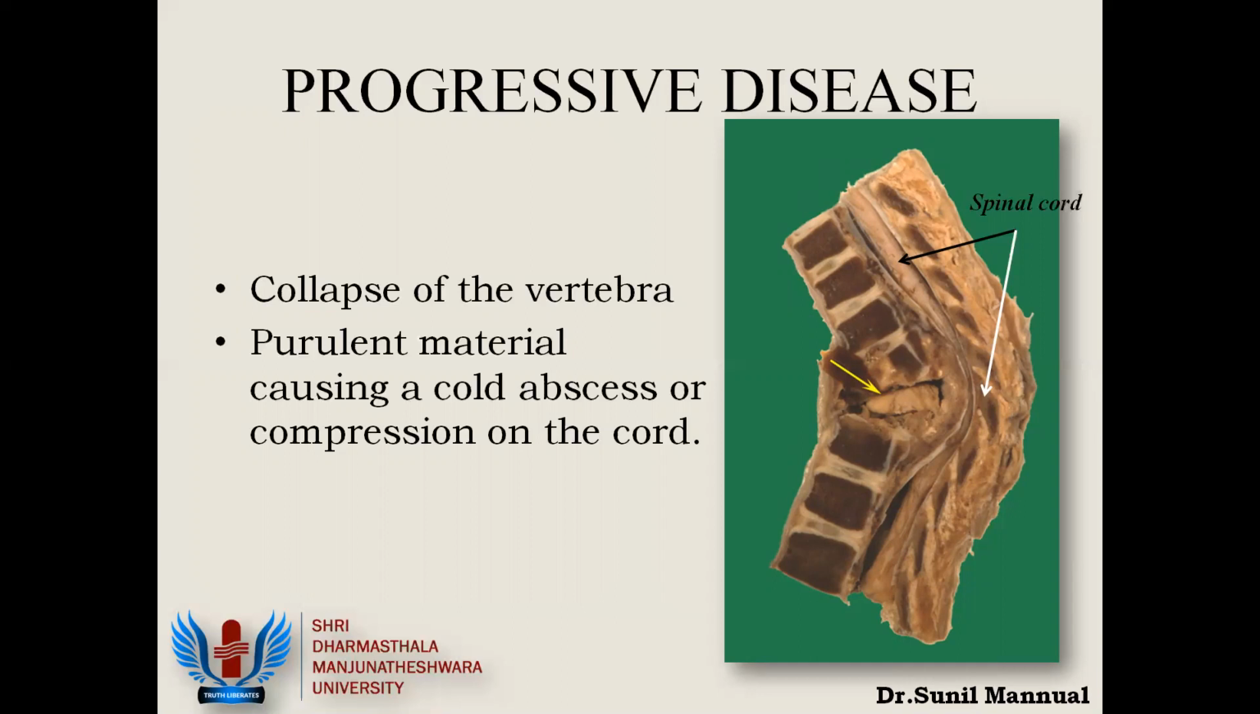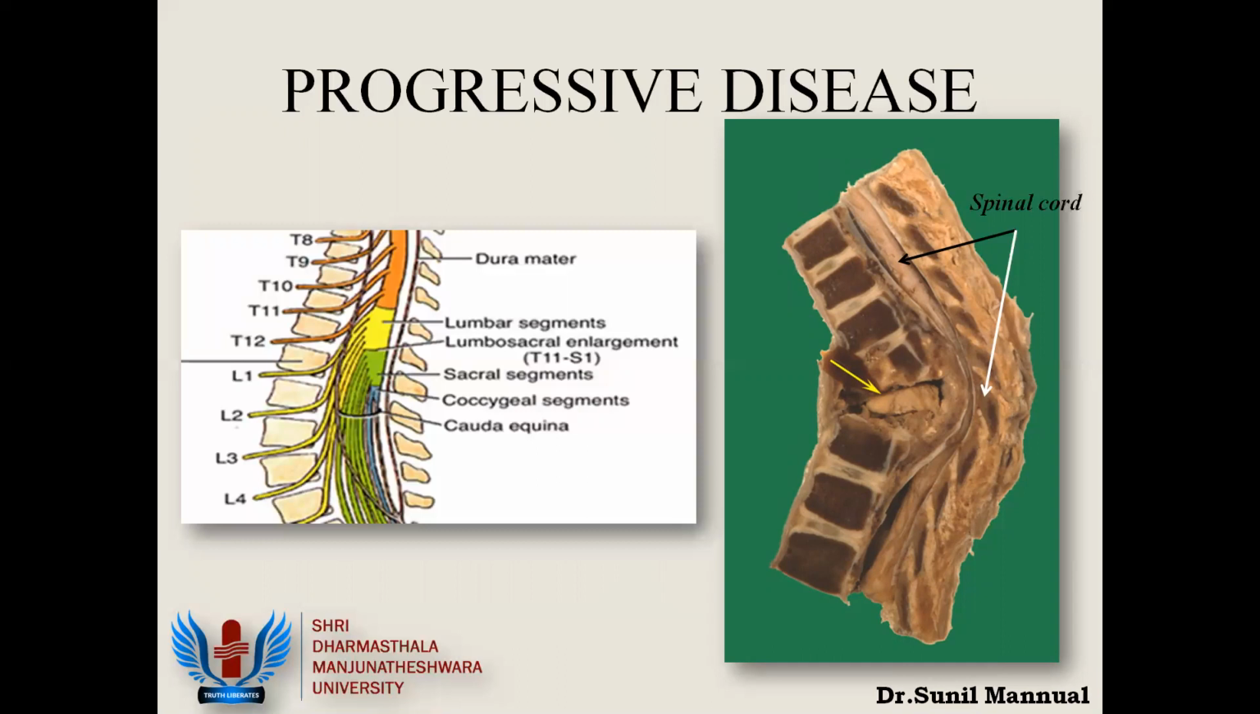Moving on to slide number 11. If this happens at the most common area for tuberculosis, that is T11, T12, and L1, you can imagine the devastating complications that will occur to the spinal cord. The entire lumbar segments and the entire sacral segments are going to be involved. So moving on to slide number 12.